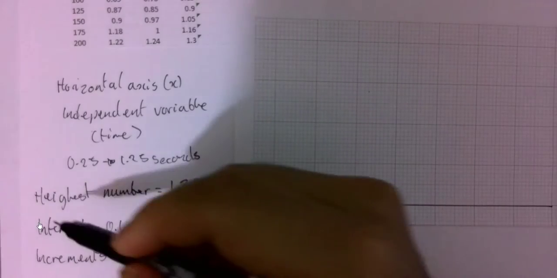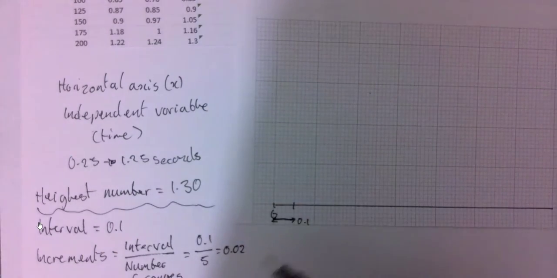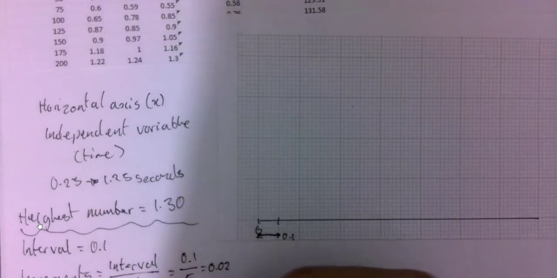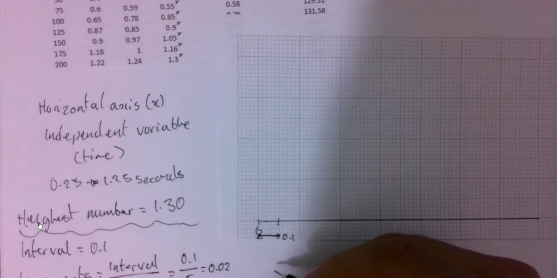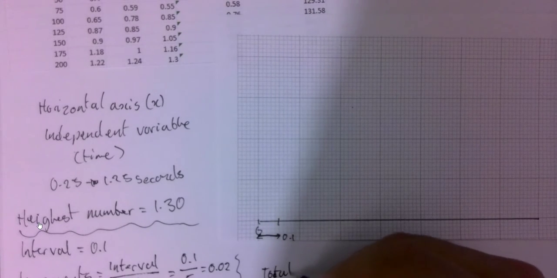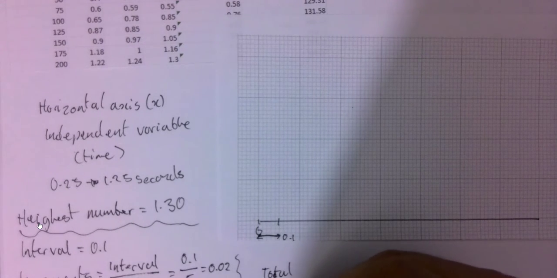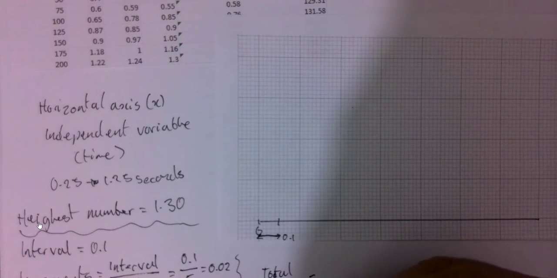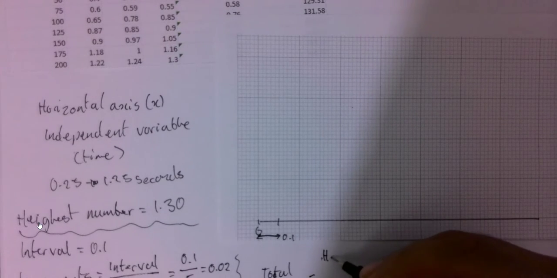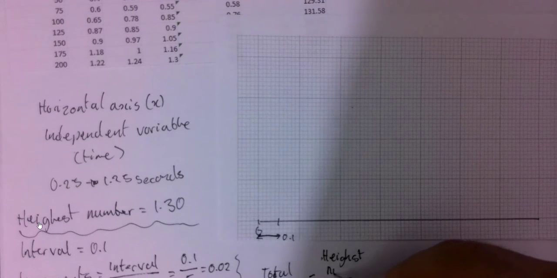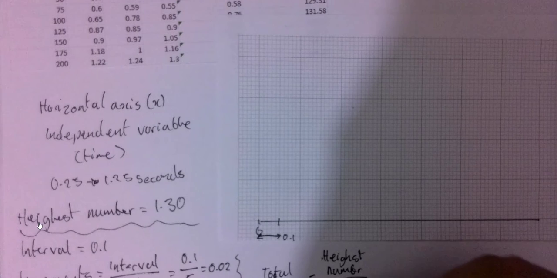Okay, so let's have a look at how many intervals I'm going to need. Okay, so the total intervals I'm going to need is equal to the highest number divided by the interval.